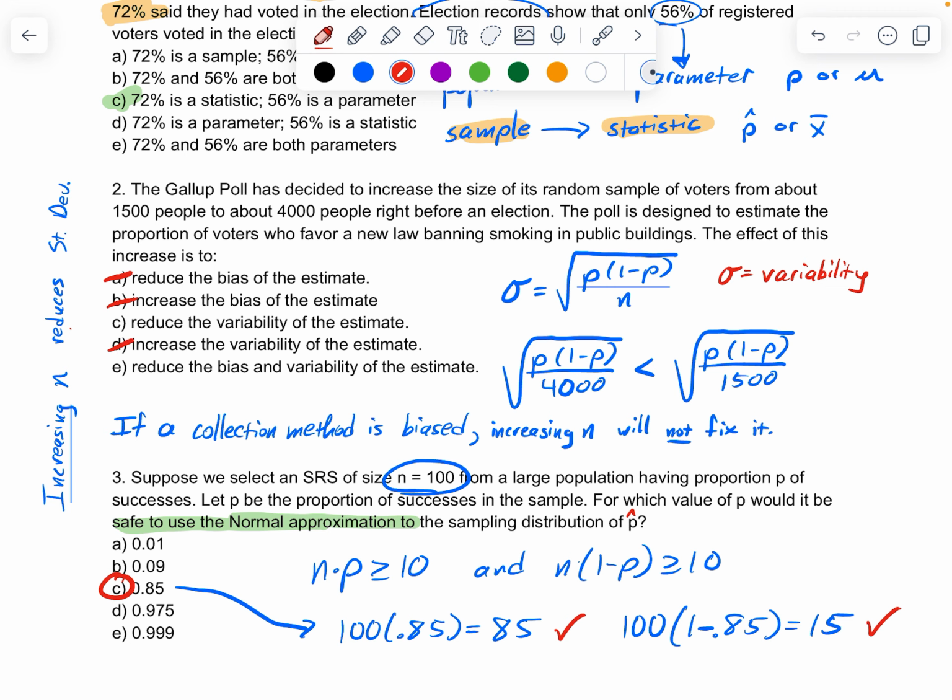Okay. Does it also reduce bias? The answer is no. Because if a collection method is biased, increasing how many people you ask, increasing sample size, will not fix that. For example, if my method is to only ask females and not ask any males, I'm leaving the males out. That's biased. If I ask more females than I did, I'm still not asking any males. Okay? So it's still biased. Increasing sample size does not fix bias. So it is C.